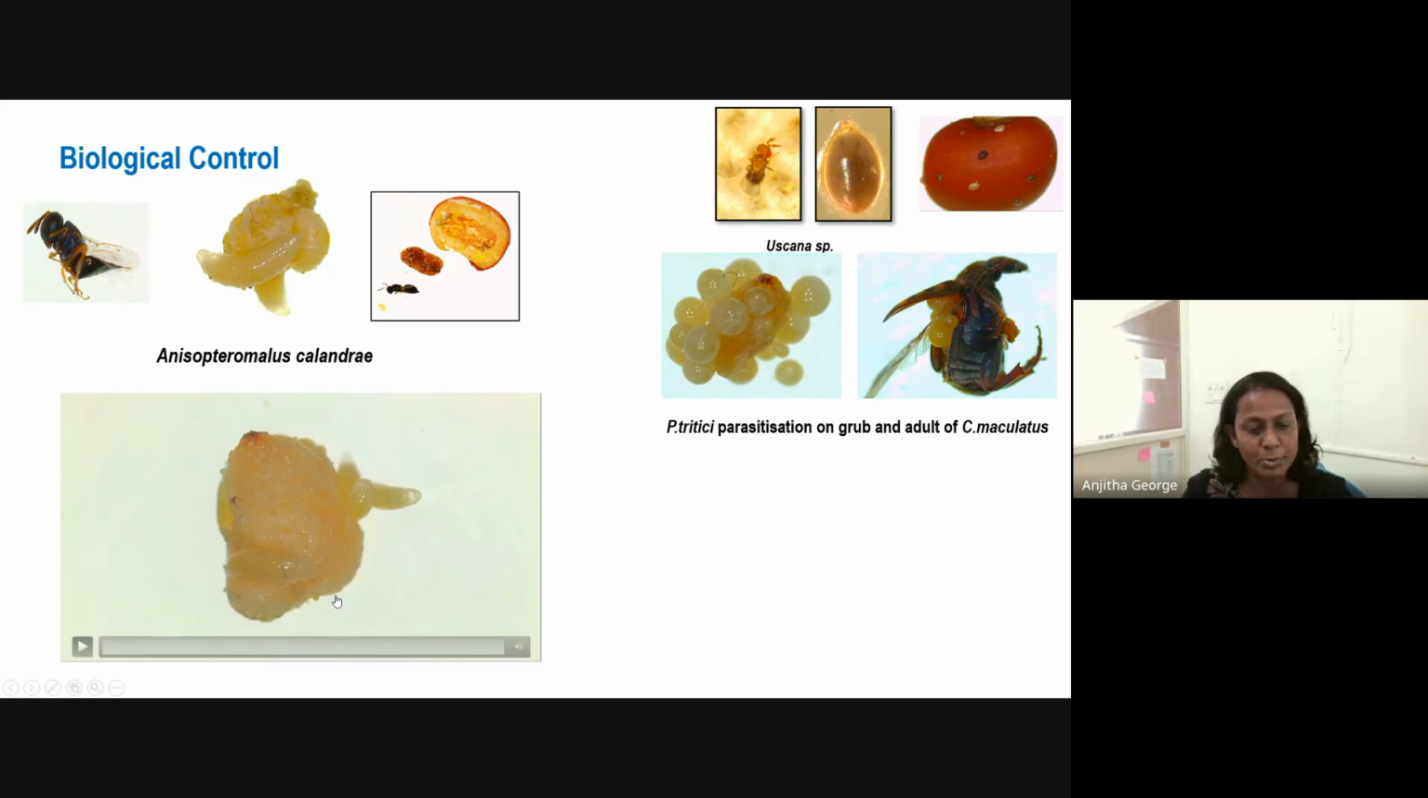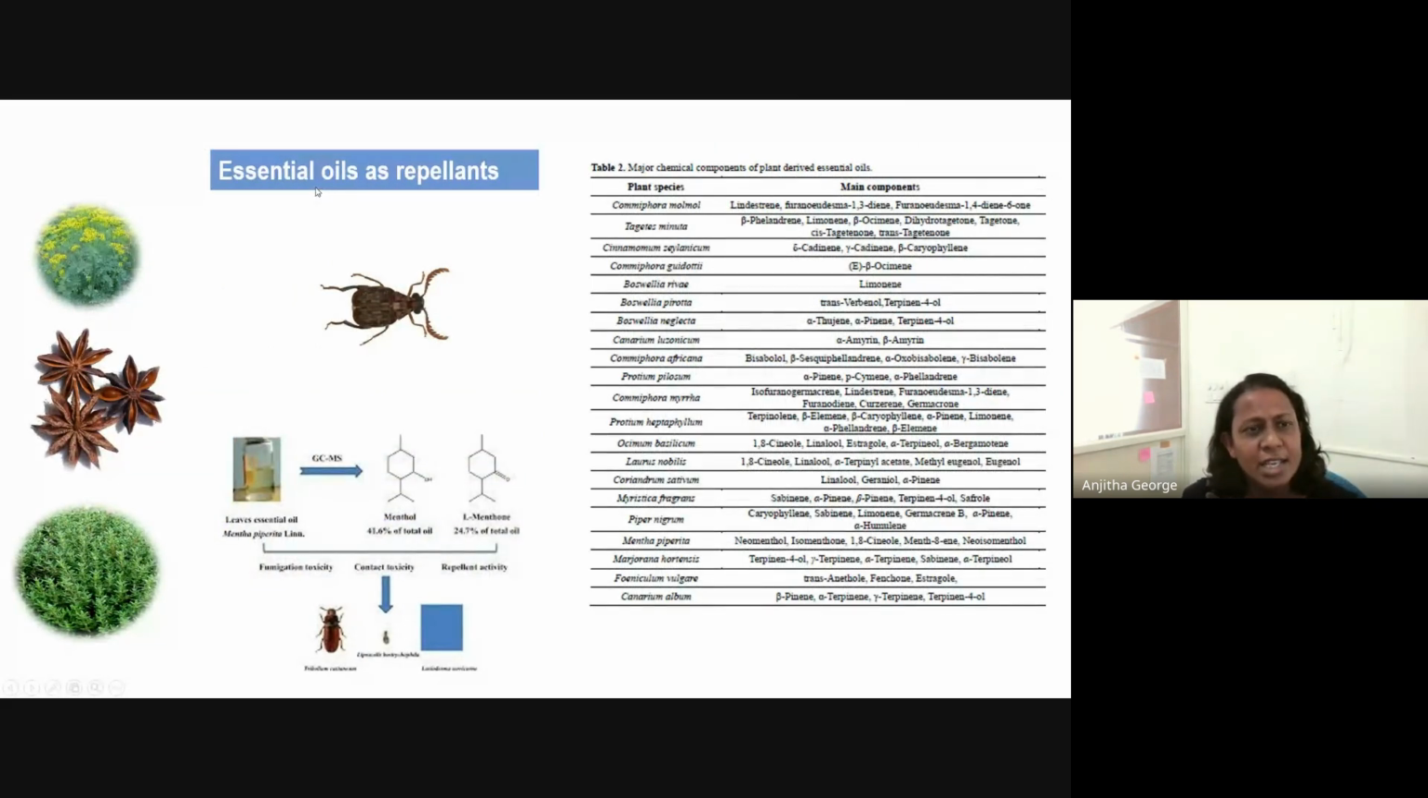This is a homeopathy effect, slow killing, but it will not be instant. And another area is the essential oils. A lot of literature is available where people have tried different essential oils against insect pests, even field pests as well as storage insect pests. And here you can see a part of the study just mentioned.